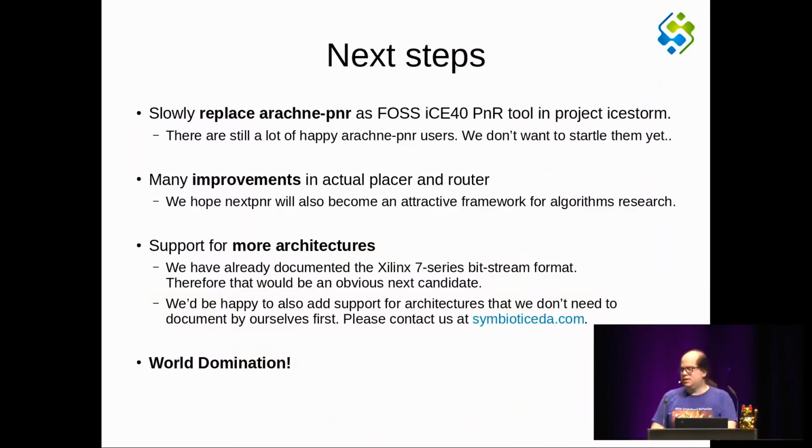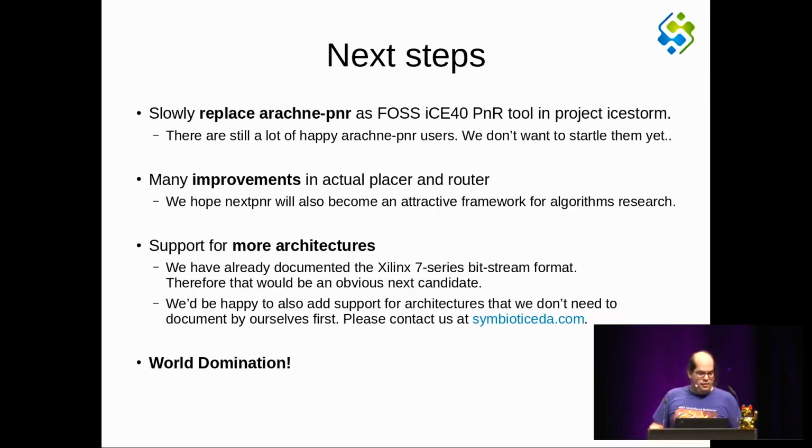So, what are the next steps for the project? First of all, of course, we would like to slowly replace ArachnePNR as the main place and route tool for Project IceStorm. I think we're actually quite far with this. Many of the things that use Project IceStorm are already switching to nextpnr. We don't want to be too aggressive about that because when everyone switches at once, we get all the bug reports at once. But I'm fairly happy with the rate of progress for moving people from ArachnePNR to nextpnr.